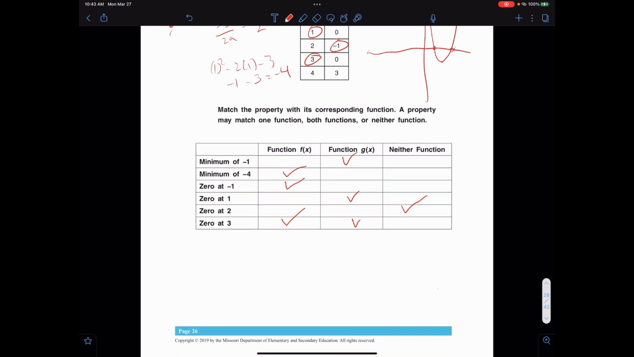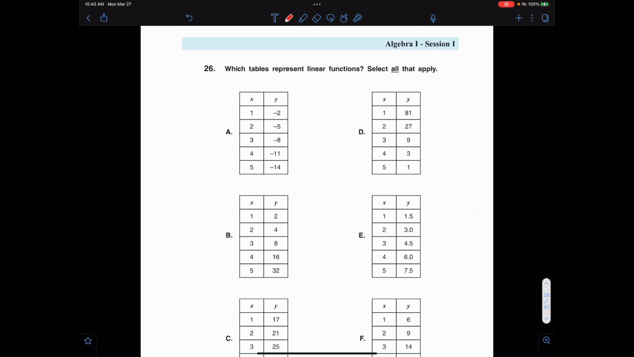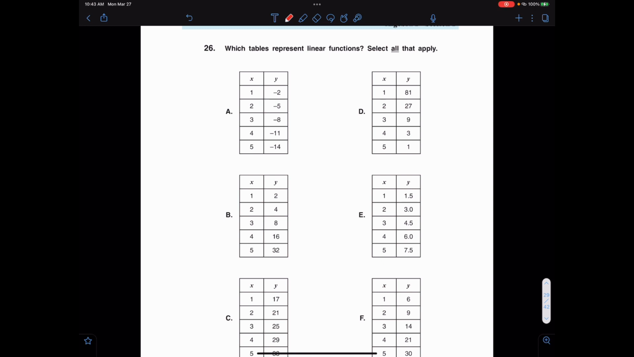Okay, on to the next. Which of the following represent linear functions? Remember, that's the same slope. So I can tell that super easily. Okay, so up here, the difference is -3 each time. So I know A has to be it. D is not, because it divides by 3 every time.